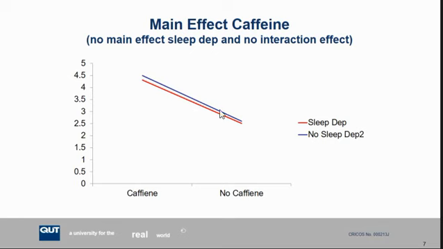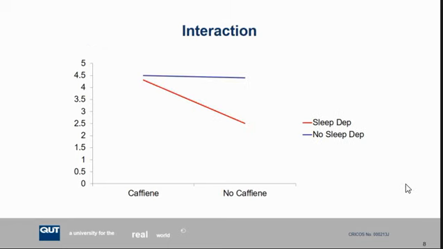Again, the lines are parallel, they're not crossing over each other, and so that is an indication that there's no interaction between those IVs. There's a main effect of caffeine. The people who received caffeine did better than the people who didn't receive caffeine, but there's no effect of sleep deprivation, and the effect of sleep deprivation was the same for the people who'd received caffeine and non-caffeine. So there's no interaction.